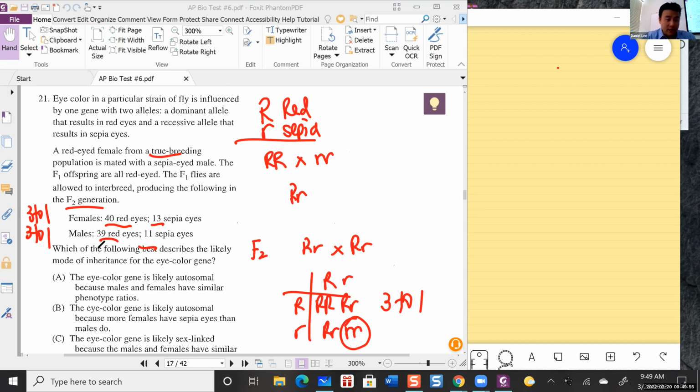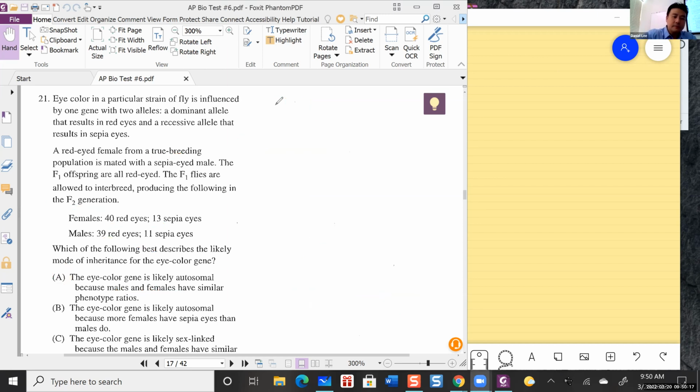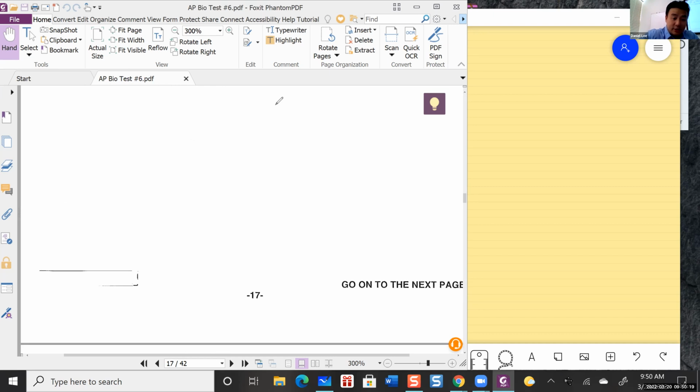Okay, so the question is, which of the following best describes the likely mode of inheritance? Autosomal recessive, right? So it's not sex linked, and autosomal inheritance has a similar phenotype ratio. So what do you think? The answer to 21 is A. That's what we said. The male and female have the same ratio. If the male and female have different ratios, then it's gender based, and you have to consider sex linkage. All right, so A is the answer. You don't have to look at the other ones.